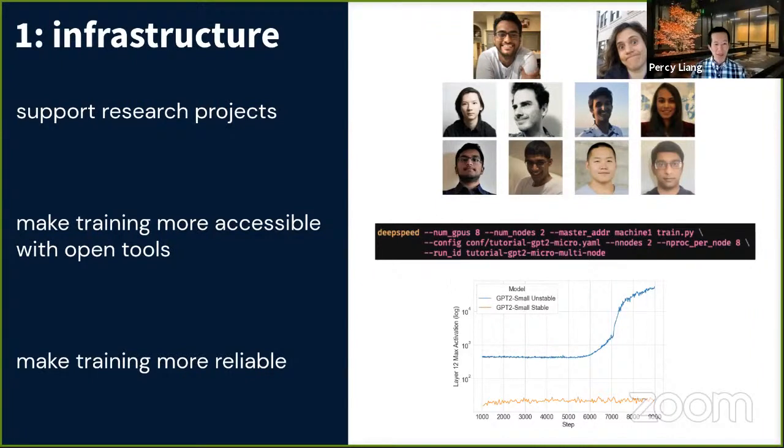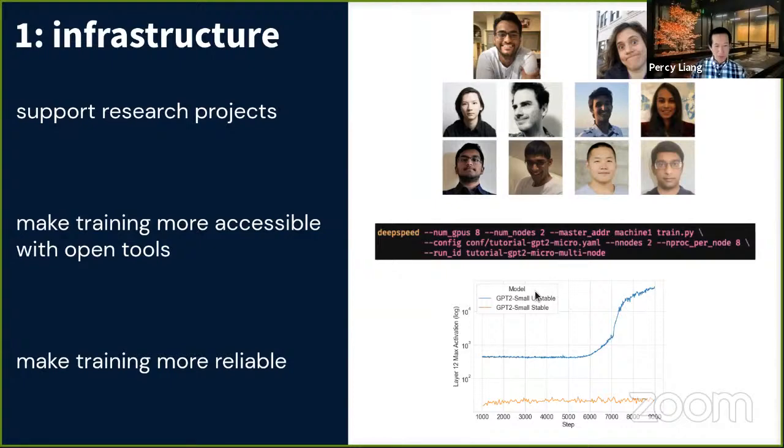We want to make this training accessible by releasing open source tools so that a lot of different domain experts, not necessarily from AI, can train their own models. We also wanted this process to be reliable. We saw that these models are often unstable and training diverges, and we want to understand the science behind them and make this process much more turnkey.